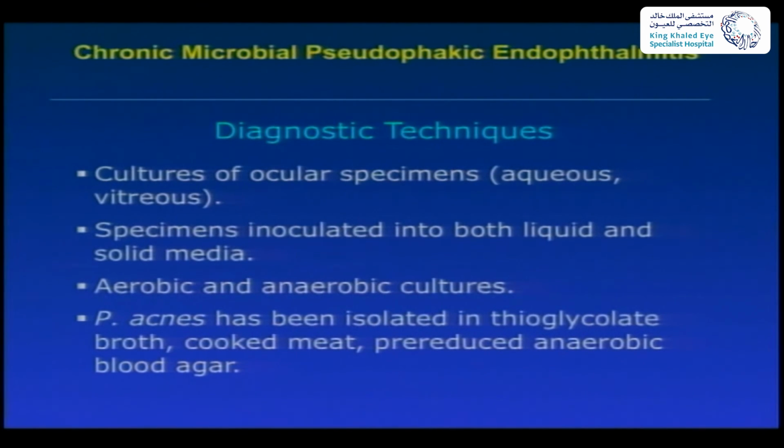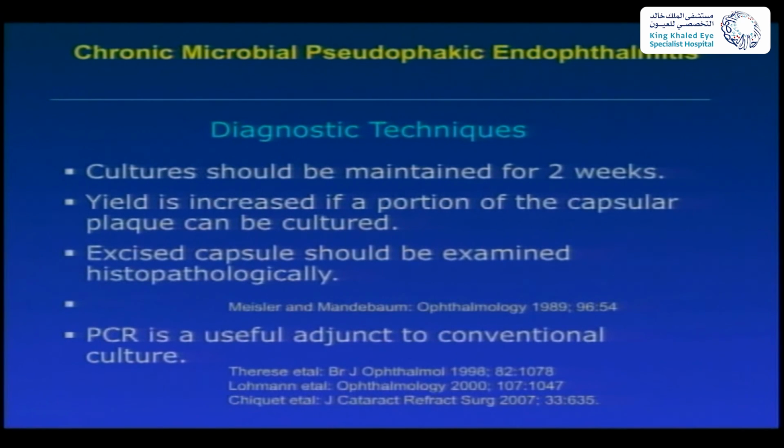We have to culture the aqueous and vitreous. For the specimen, we should use aerobic and anaerobic culture. The culture should be maintained for 2 weeks. And at the time of vitrectomy, which I shall discuss with you later, if you excise the capsule, you have to culture this excised piece of capsule because this will increase the yield of the organism. If we excise the capsule, we also do histopathology of the excised capsule.